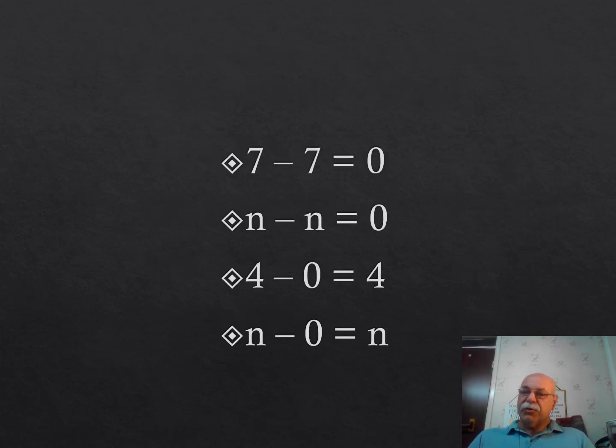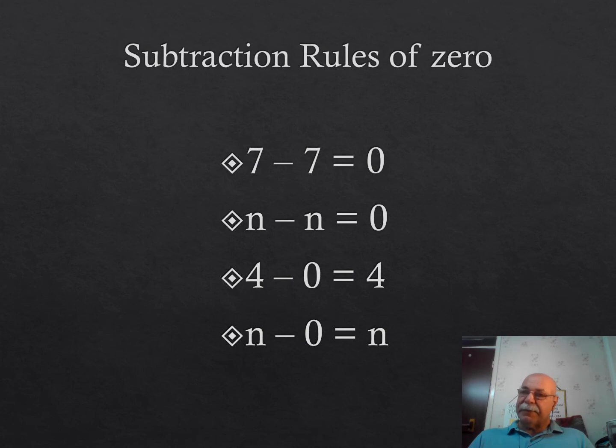Now here we also have the subtraction rules of 0. In this equation we are subtracting. You see this sign is called subtraction in mathematics, not addition, not division, not multiplication. Here we get 7 minus 7 equals 0.